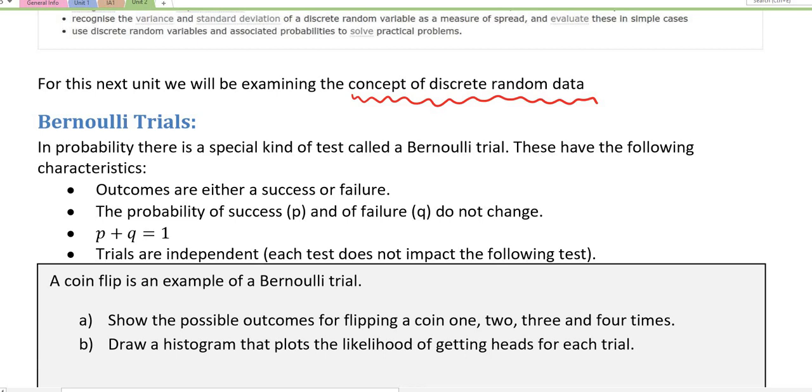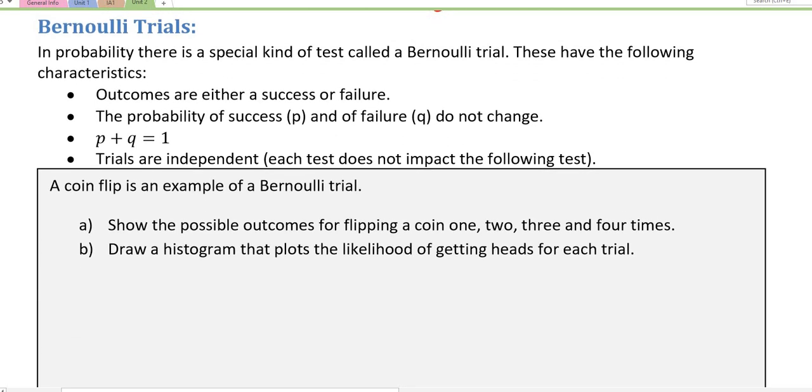So, we're going to be doing a lot about Bernoulli trials, and we'll see the link to some other things in a bit. So, show the possible outcomes of flipping a coin 1, 2, 3, or 4 times. Doing it 4 times is going to suck. But anyway.